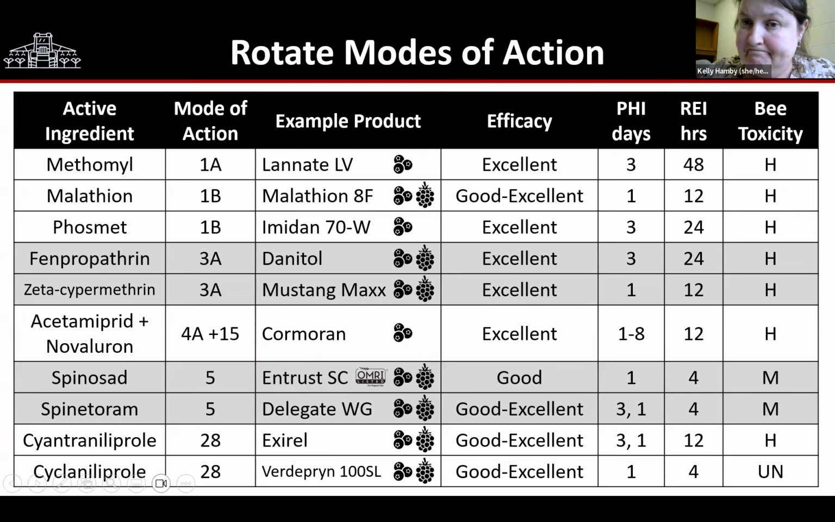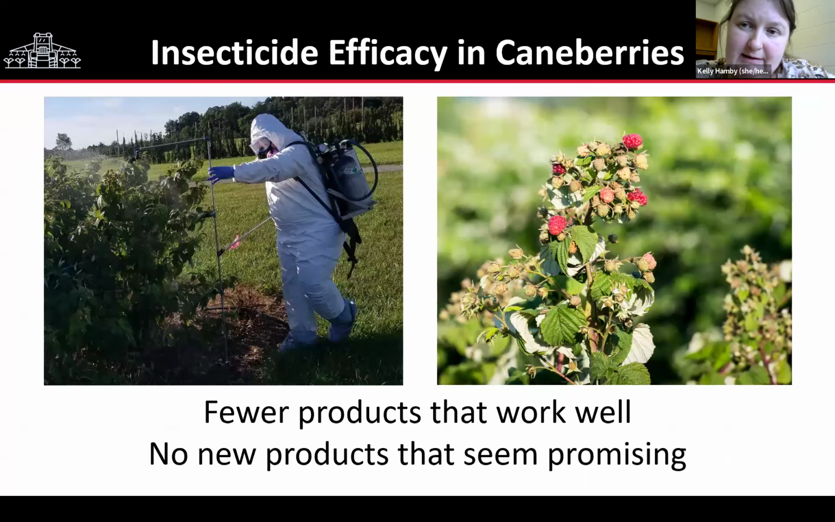Some other things about insecticide efficacy. Caneberries are particularly hard to spray. They're particularly attractive to spotted wing Drosophila. They have very high pressure. And so there's really fewer insecticide products that work really well in caneberries compared to blueberries and cherries. And I have been doing insecticide testing of some products that are coming down the pipeline, and there are no new products on the horizon that I think seem promising. So this information has not changed. If you've heard me speak in the last few years, it's the same products that we have available.